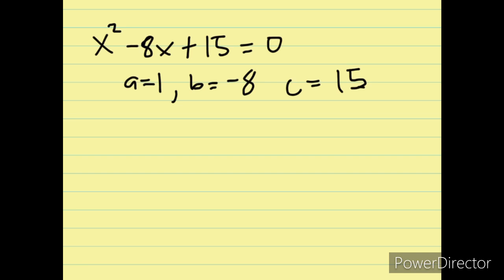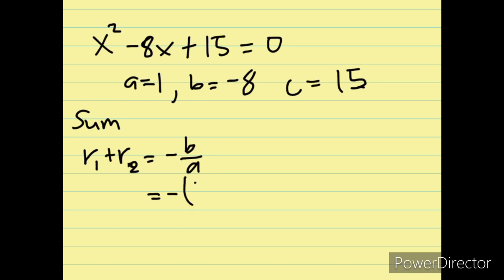Okay. Now, let's try to solve the sum. Our sum is r sub 1 plus r sub 2 is equal to negative b over a. Okay, copy the negative sign. What is our b? Negative 8. Our a is 1. Okay, negative sign again. Negative 8 divided by 1 is negative 8. Therefore, equals positive 8 because negative times negative is positive.